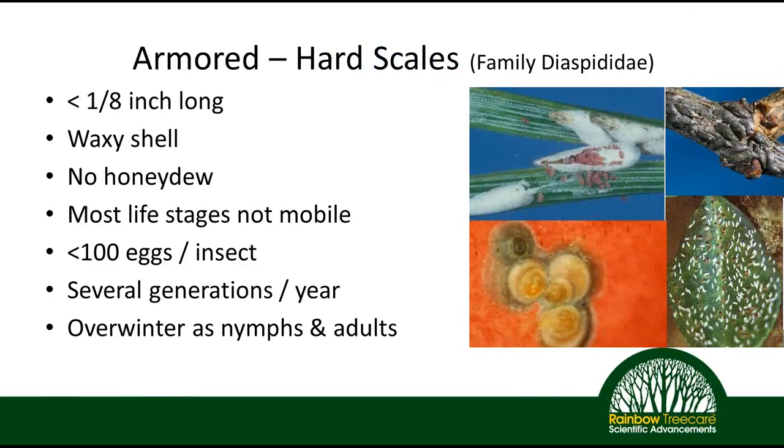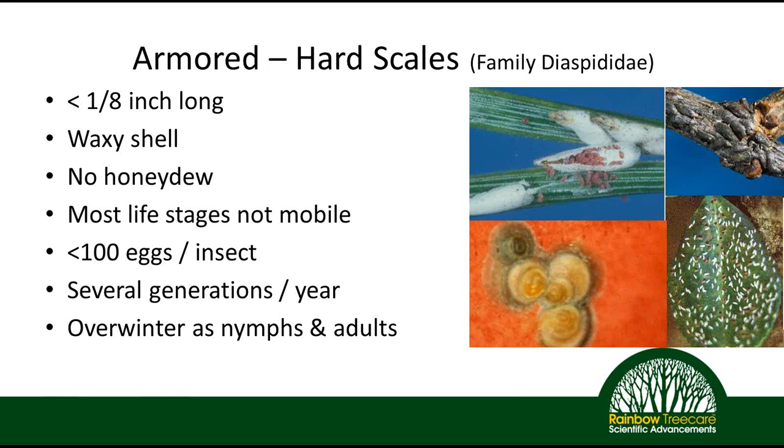However, armored scales have a little bit different mechanism. They're a bit smaller, up to an eighth of an inch long, maybe even smaller than that, which means they're hard to see. It's actually hard to tell when they're out and about, unless they're in very, very large quantities. They have a waxy shell, which allows protection from some contact insecticides and means that you really have to get the target life stage and really hit that target life stage so it's not protected by that shell. They do not produce honeydew, but they can cause some major damage to the plant.